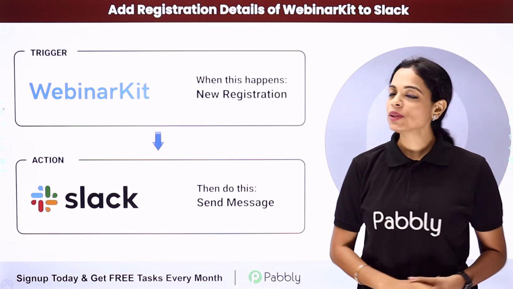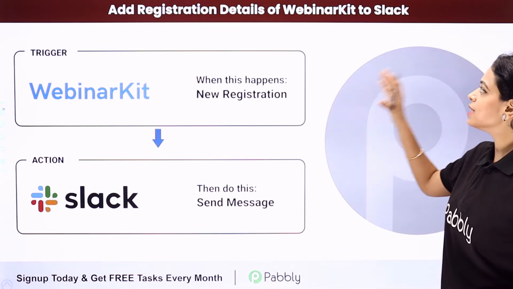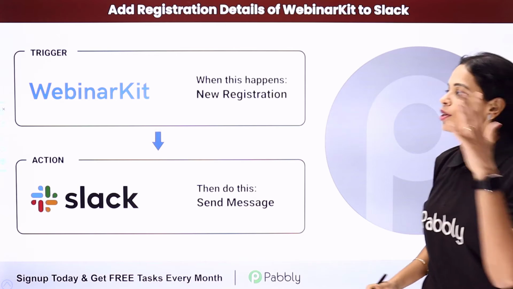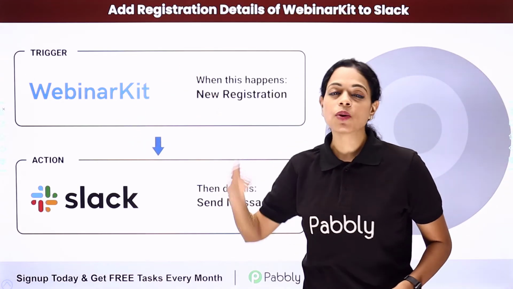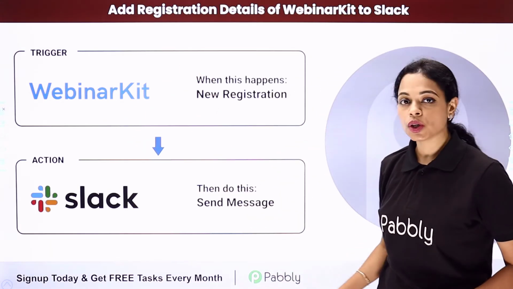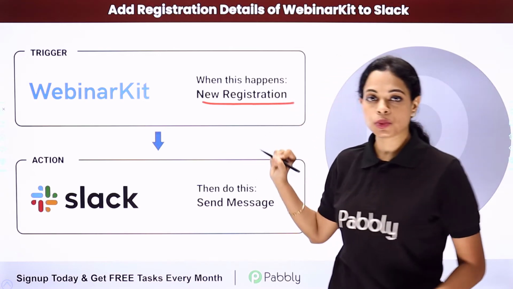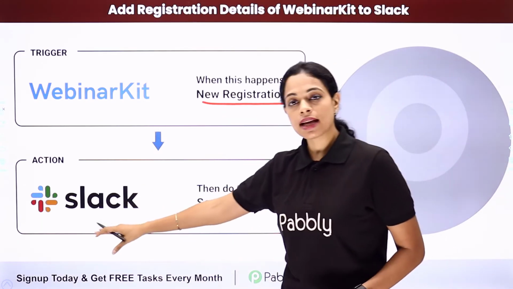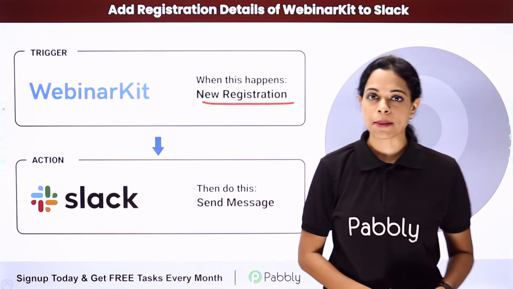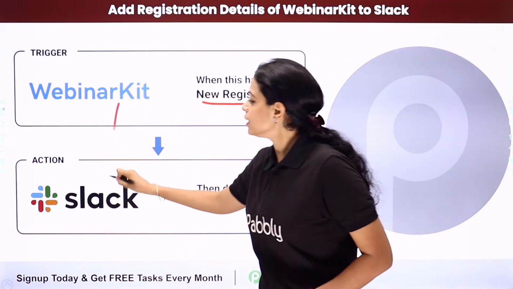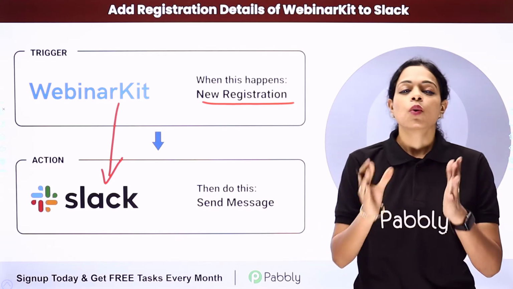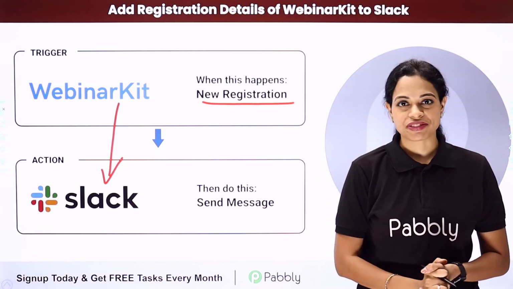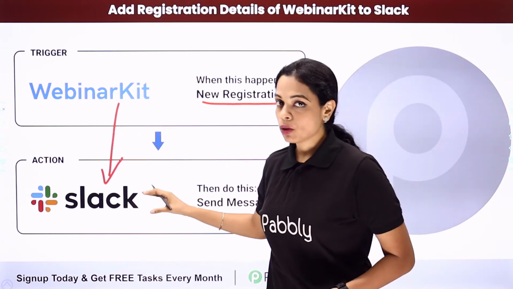In this video, we are going to see how to add registration details of WebinarKit to Slack. So let's say you're using WebinarKit as an auto webinar solution and you want that every time there is a new registration, these details should be shared with your team on Slack, which is an instant social messaging app. This can be done by integrating these two applications where you can use Pabbly Connect software. This entire thing can be automated.